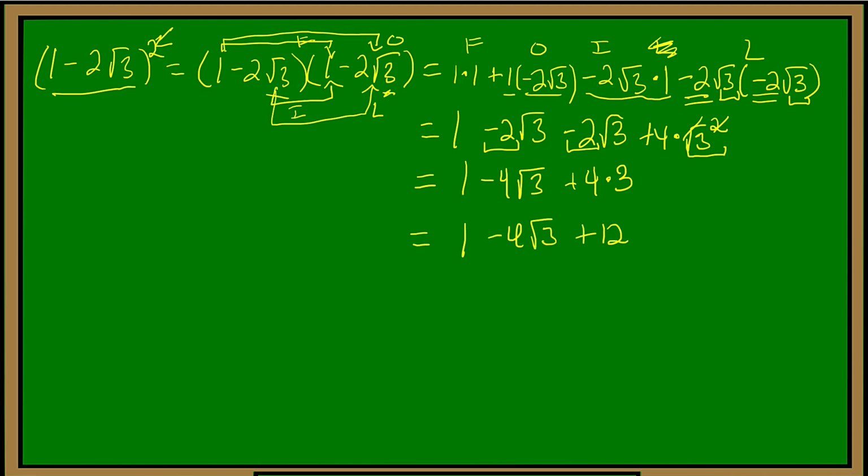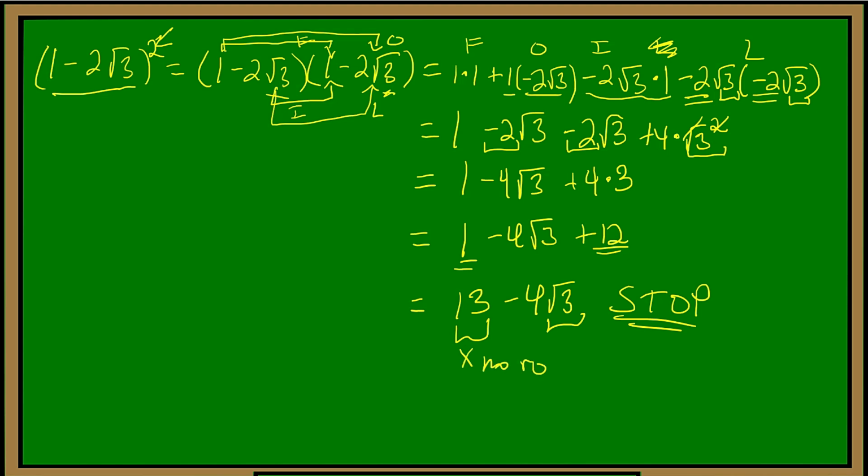Now notice something. This doesn't have a root and this doesn't have a root, which means these two can be combined into a single term. So we will say 13 minus 4√3. At this point, we've got to stop. Now, how do we know we should stop? Because this has a root. This here has what? No root. So because it has no root, you cannot combine these two into a cleaner expression.